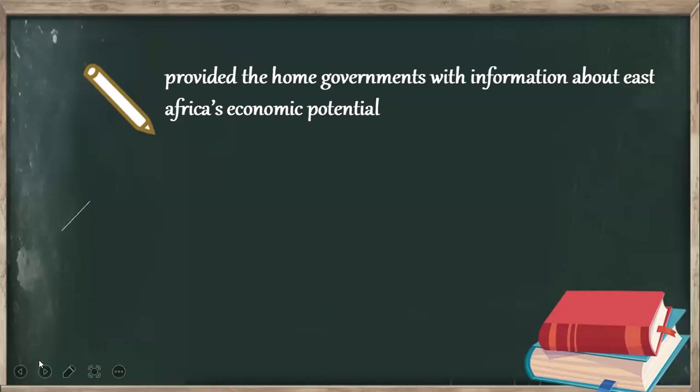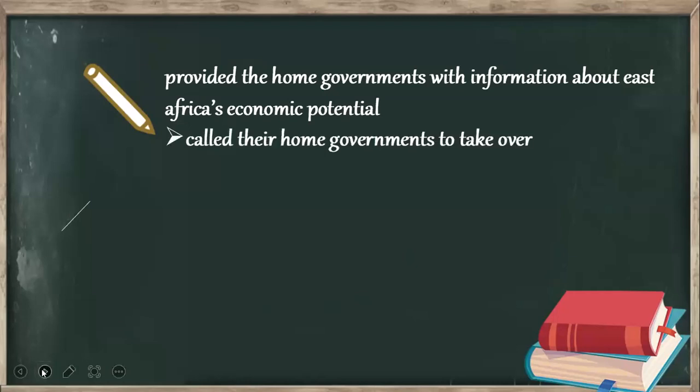Then the next point is, they called their home governments to take over. Now, the Imperial British East African Company got bankrupt at some point and it could no longer manage to govern East Africa. It could no longer manage to carry out the administration, to pay the different officials and the different activities involved in administration. So therefore, it called upon the British government to come and take over the places it was governing.